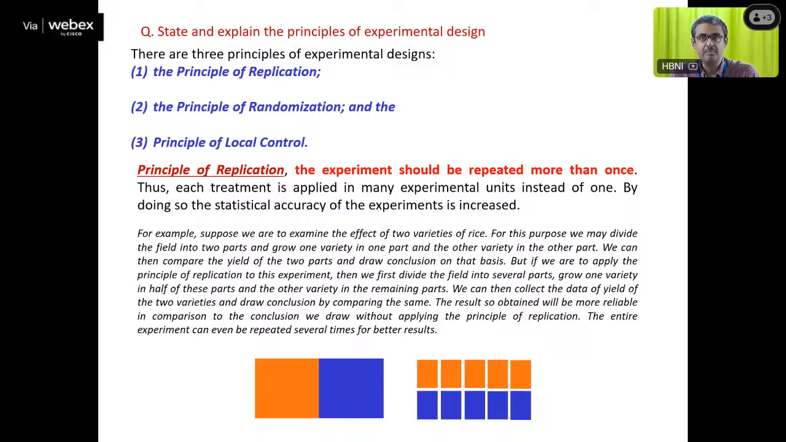Okay. But if you have to apply the principle of replication to this experiment, then we first divide the field into several parts. Grow one variety in half of these parts and the other variety in the remaining parts. We can then collect the data of yield of the two varieties and draw conclusions by comparing the same. The results so obtained will be more reliable in comparison to the first one, where the entire field was divided only into two halves. The entire experiment can be repeated several times for better results. If such experiments are done, it is called the principle of replication.